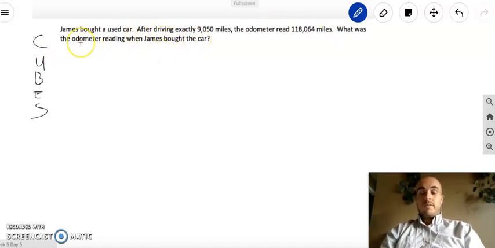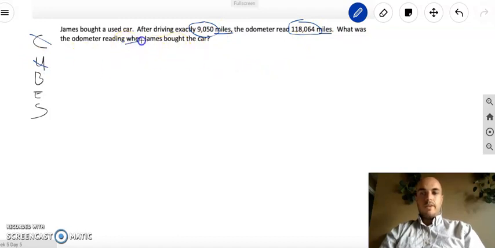Okay, this is going to be very similar to our last one. We have a total, we'll be subtracting from it. But let's circle, underline, box, eliminate, and solve. So CUBES. 9,050 miles, 118,064 miles. Let's underline our unit, which is miles. And what was the odometer reading when James bought the car?